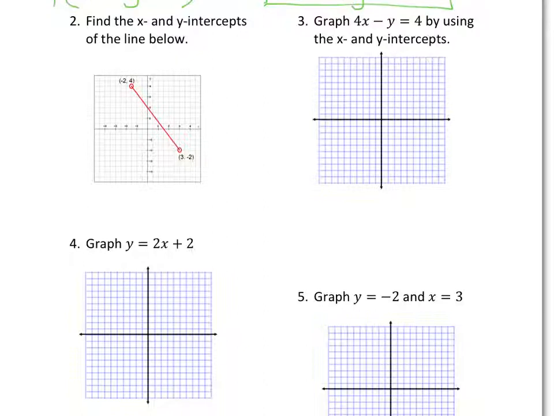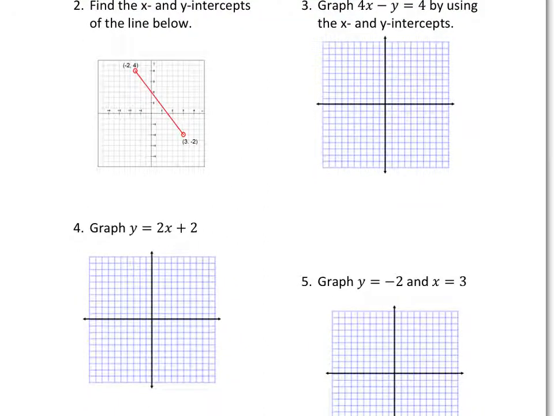Now, find the x and the y intercepts. Okay, so the x-intercept is just going to be where it crosses the x-axis, right here at what looks like 1.5, so x equals 1.5. And the y-intercept is where it crosses the y-axis, which is right there, which looks like y equals 2. Just that easy to read those graphs.